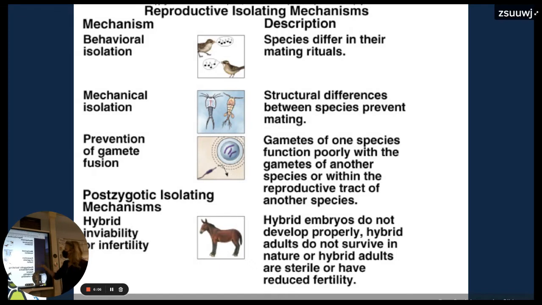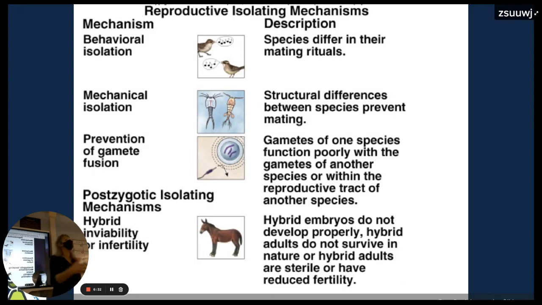Okay, then let's say they actually do fuse. So these are talking about post-zygotic. So you're actually making a zygote. So sometimes because the chromosomes are not homologous, because they're not the same species, you have no homologous pairs, development is interrupted, and you have a miscarriage or a spontaneous abortion, or it never actually develops. Okay. Then, so that would be hybrid inviability, right? It's not able to survive.